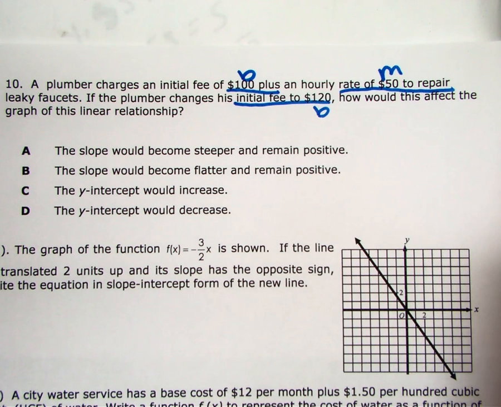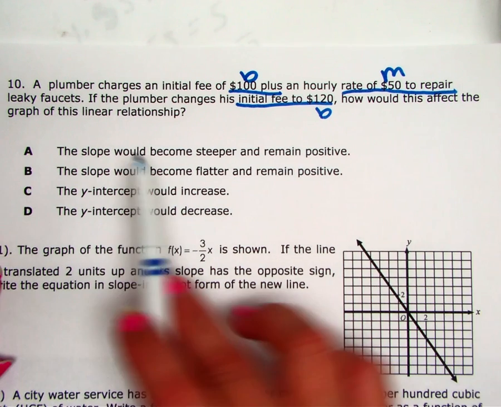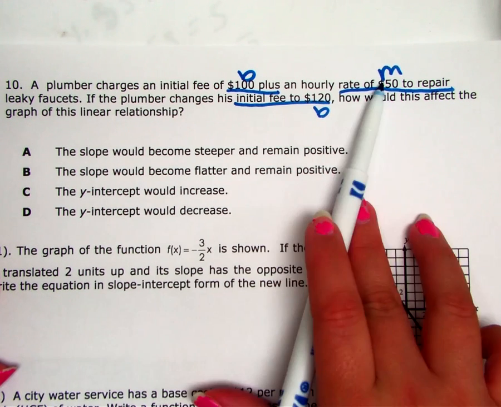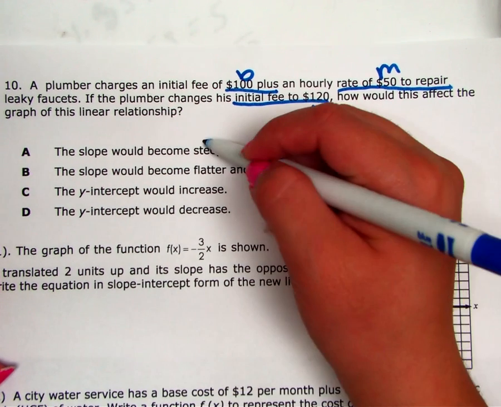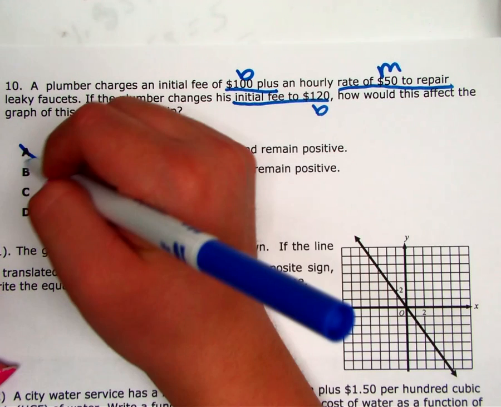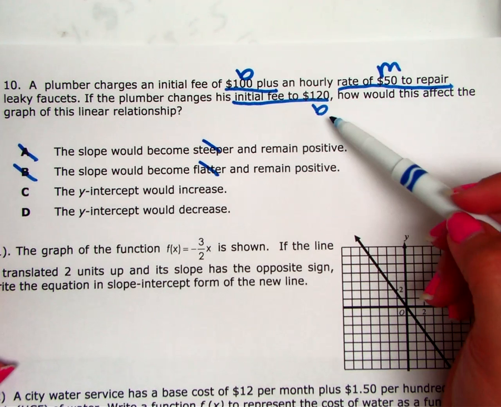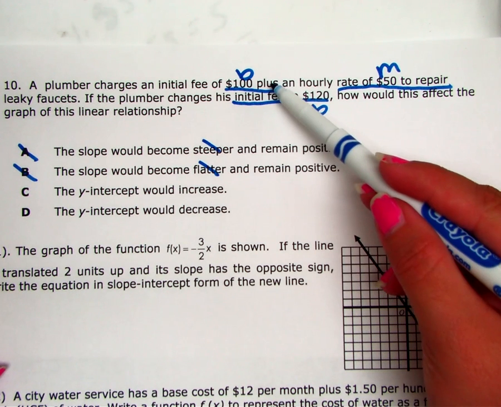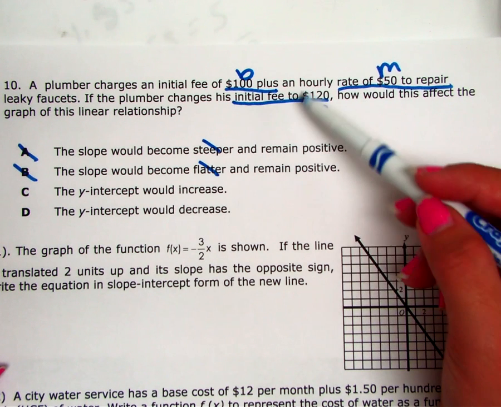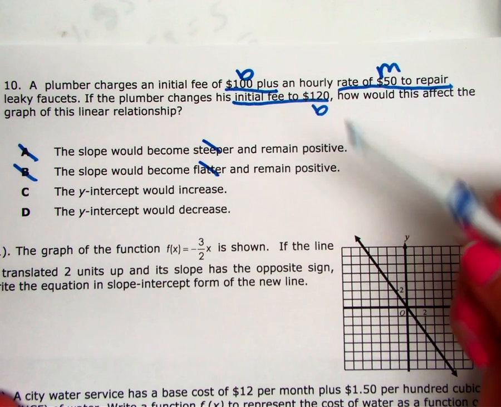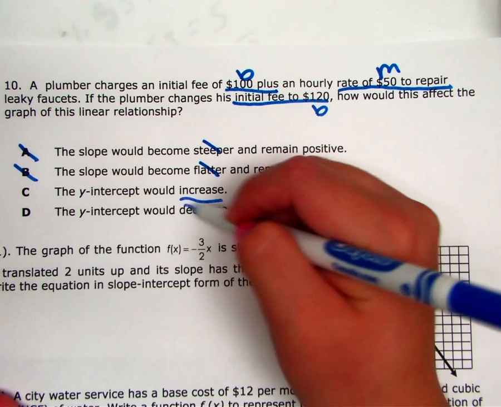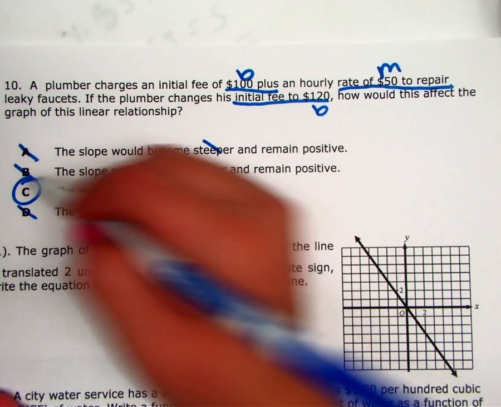Well, we're not changing the rate, so it's not going to become steeper or flatter, so we can cross out A and B. We're only changing the initial amount, which is our y-intercept. If we started off with $100 and now we're charging a base fee of $120, it's going to increase, not decrease. So the correct answer is C.